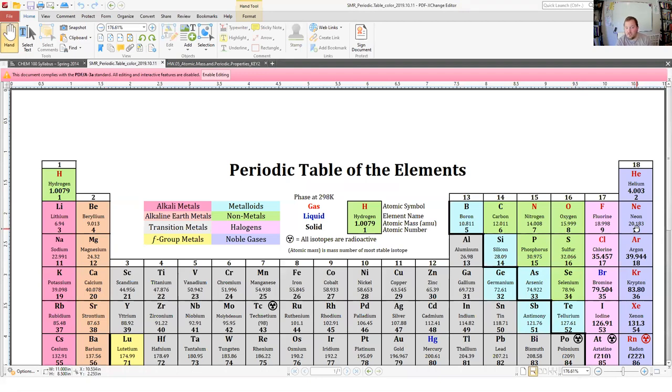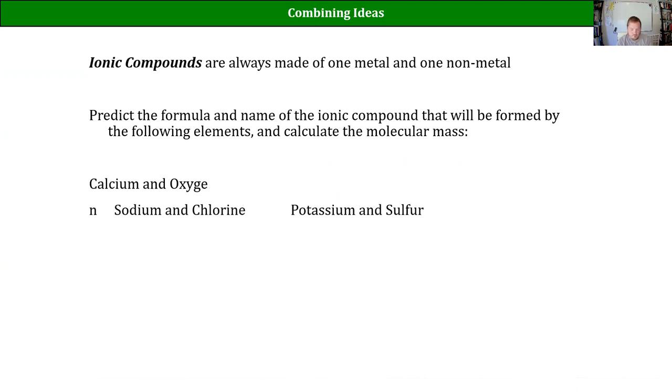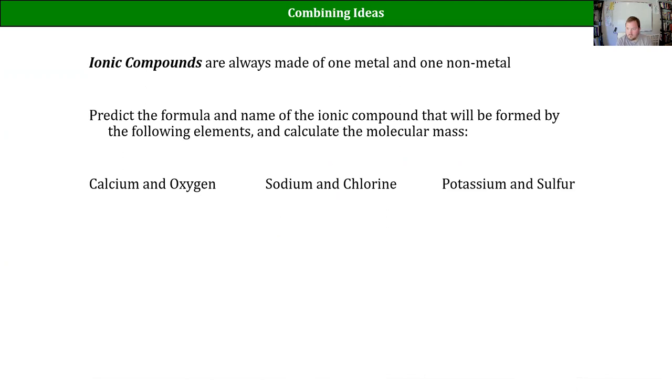Oxygen, on the other hand, wants to gain two electrons so that it has the same number of electrons as neon. So what this means as far as the ionic compound, when we want to figure out what the ionic compound is, we always start by writing down the charges of each of the individual pieces. So for instance, calcium, when it's stable, has a charge of 2+. It has to lose 2 electrons. And oxygen is going to have a charge of 2-.